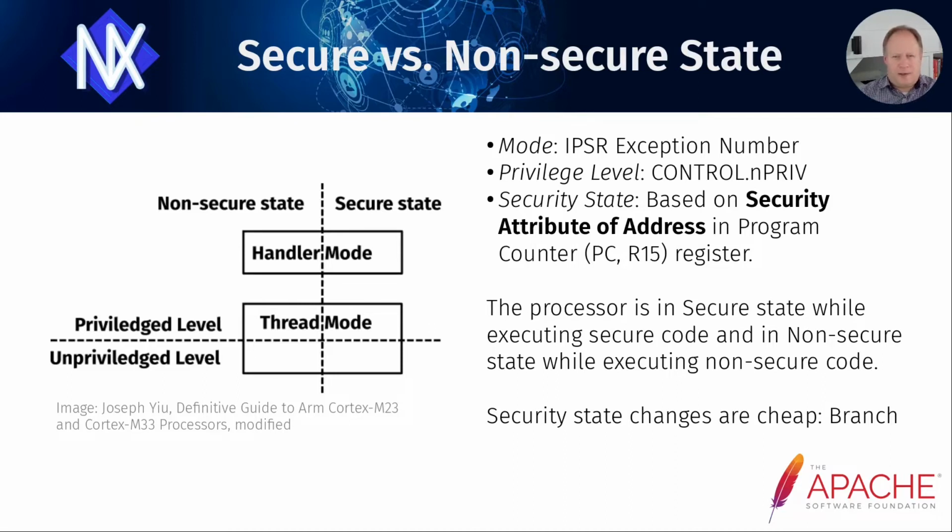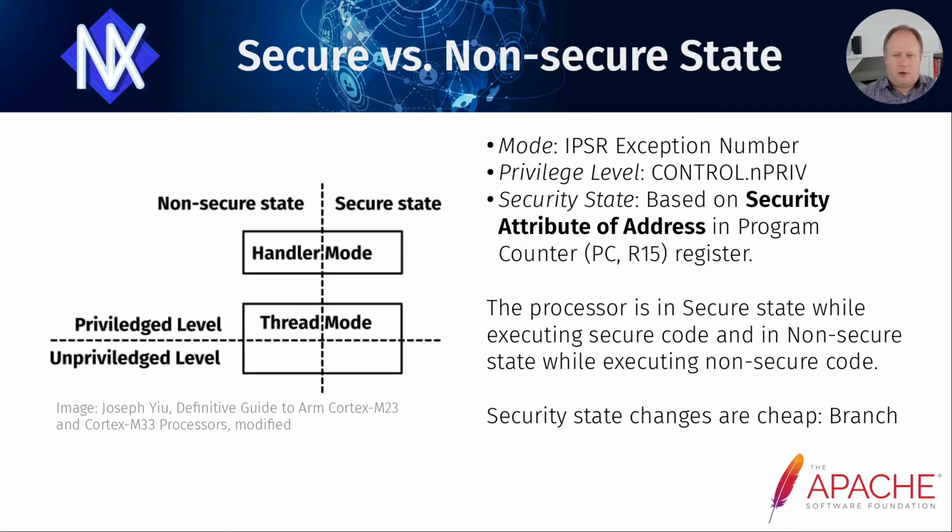If TrustZone extensions are provided and enabled, then the processor can additionally be in either secure or non-secure state. Which security state is active at any point in time depends on the address of the machine instruction that is currently being executed. This means the contents of the program counter register R15. Or more correctly, it depends on whether this address is considered secure or non-secure. Simplified, one can say that the processor is in secure state as long as it is executing trusted code, and in non-secure state while it is executing untrusted code.